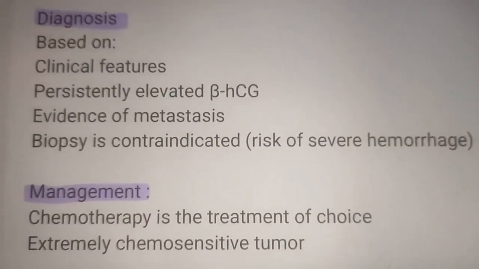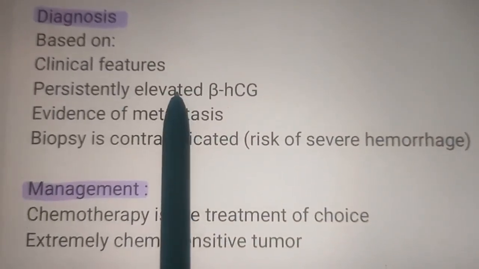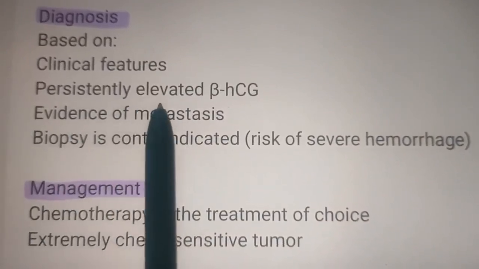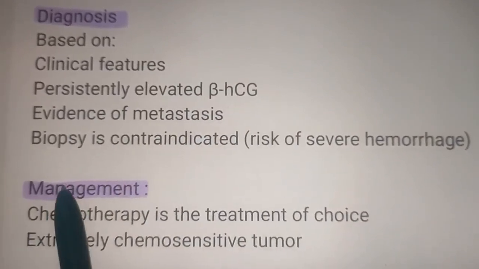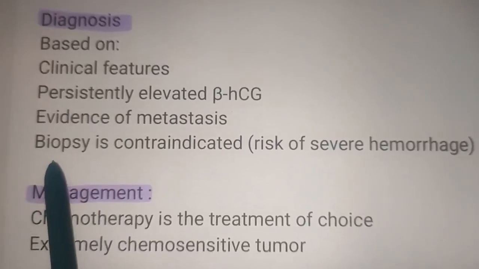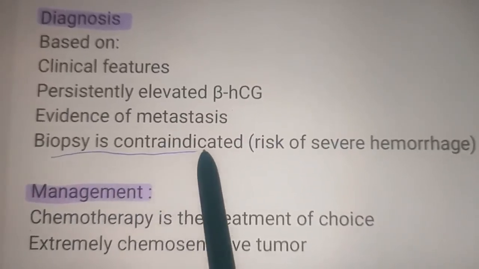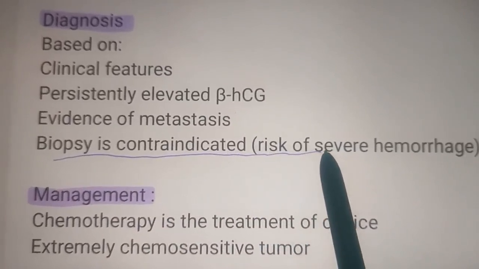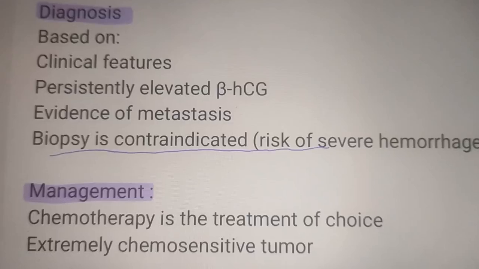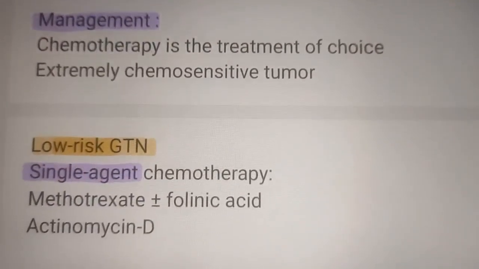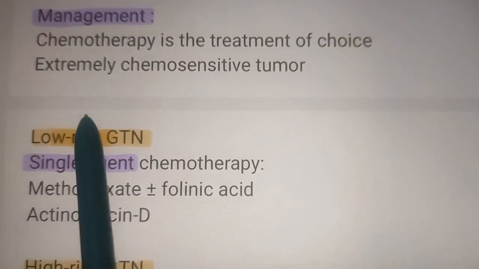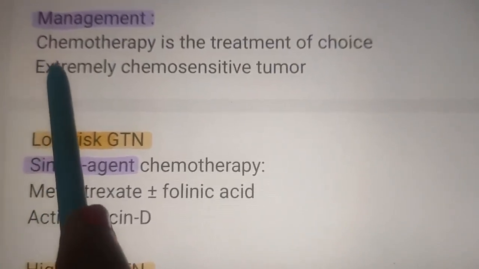Diagnosis is mostly made on the basis of clinical feature, that is persistently elevated beta HCG. The most important key point is, as I mentioned in the last, that biopsy is contraindicated. How we manage this? Chemotherapy is the best choice for this.